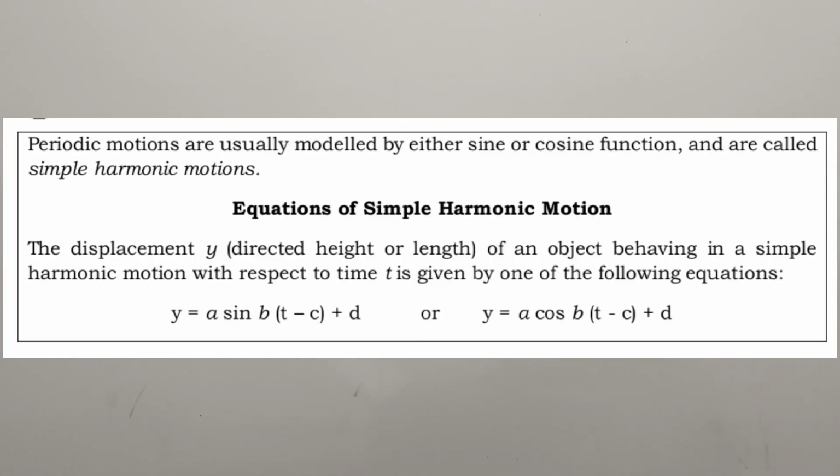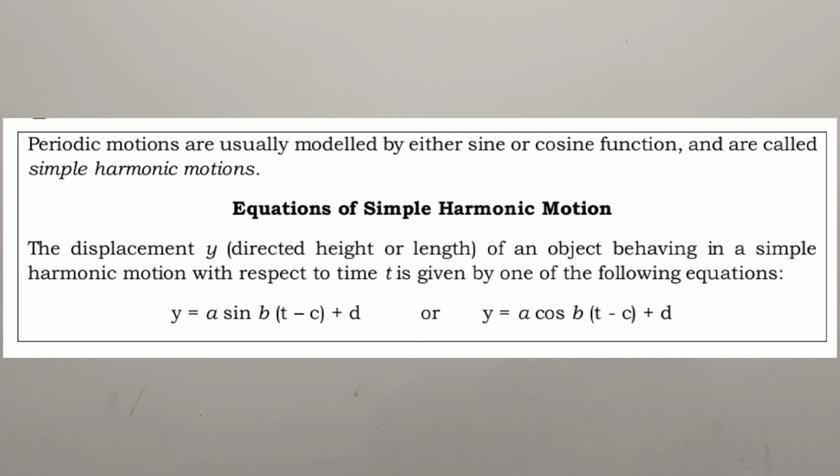We will now proceed to the simple harmonic motion problem. Kindly recall the sine and the cosine functions are periodic. So simple harmonic motion is a periodic motion. They can be modeled by sine or cosine functions, and the equations of simple harmonic motion are given by this formula.